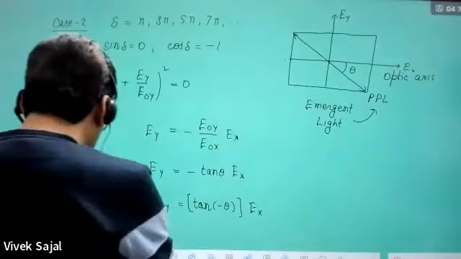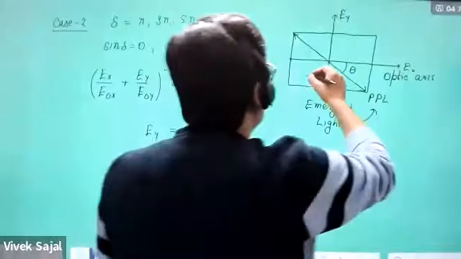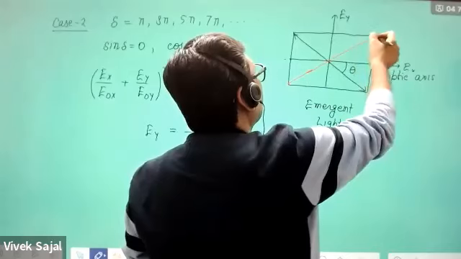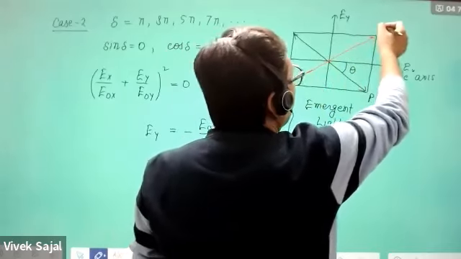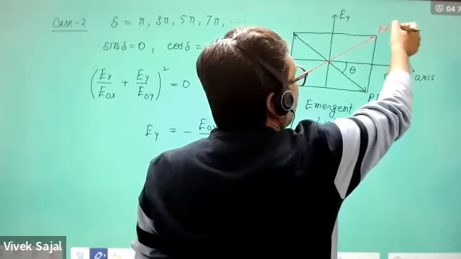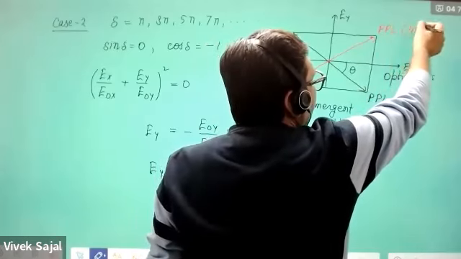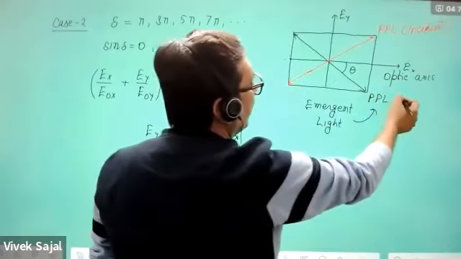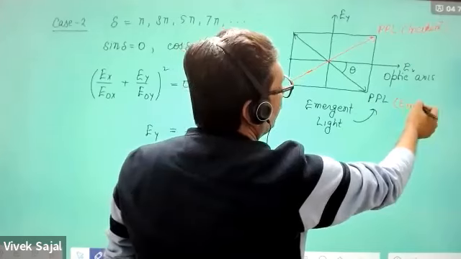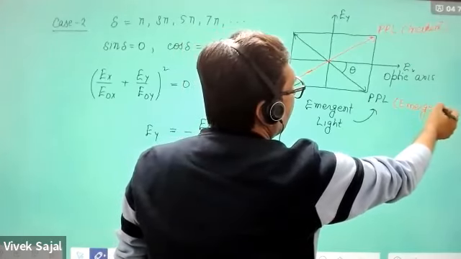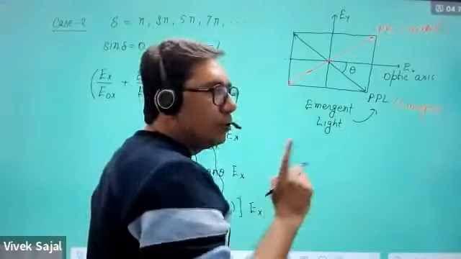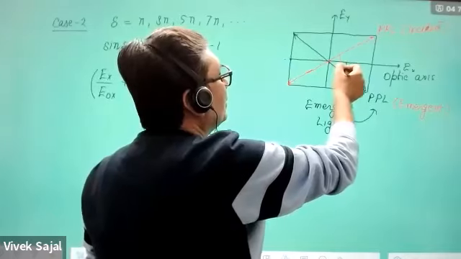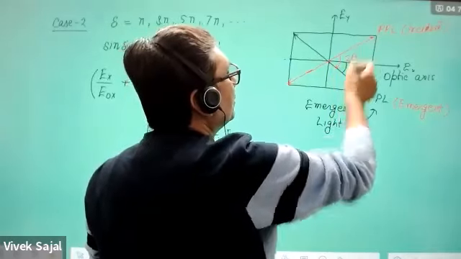And what was the incident light? Incident light was like this. This is the direction of incident light. So this PPL was the incident light, and this is the emergent light. So emergent light is also PPL, plane polarized light, but its plane of vibration is rotated by 2 theta.